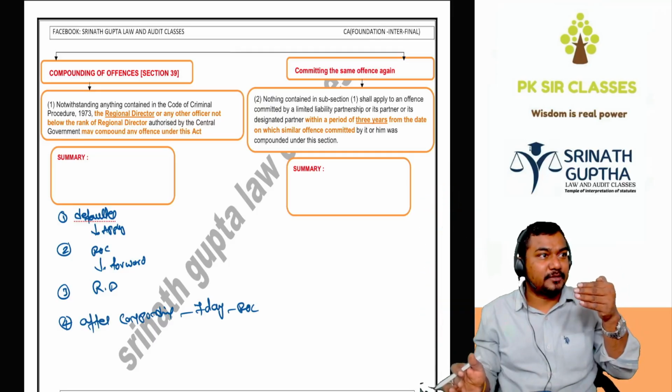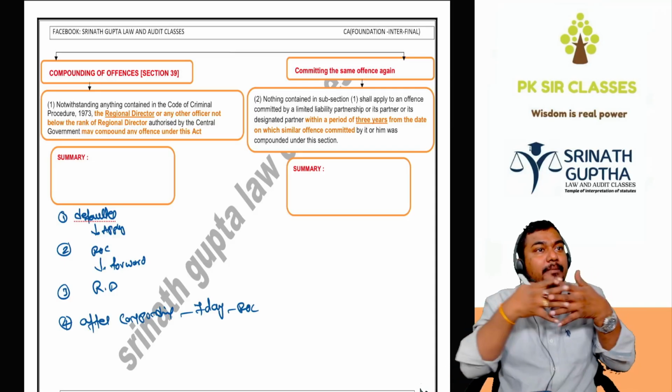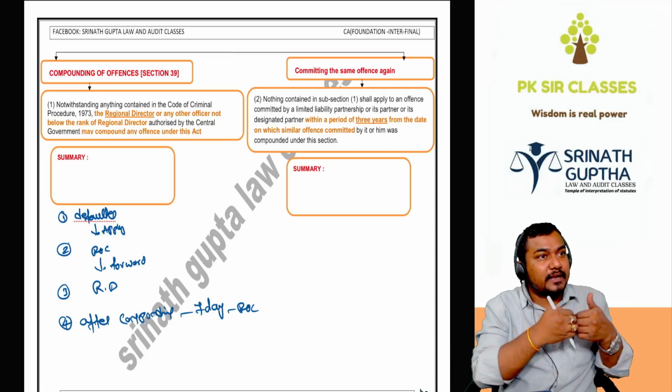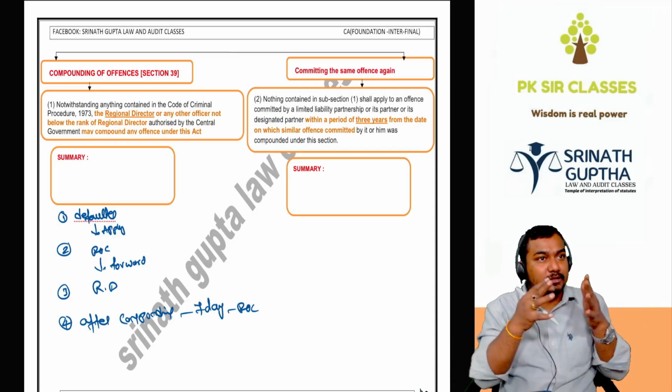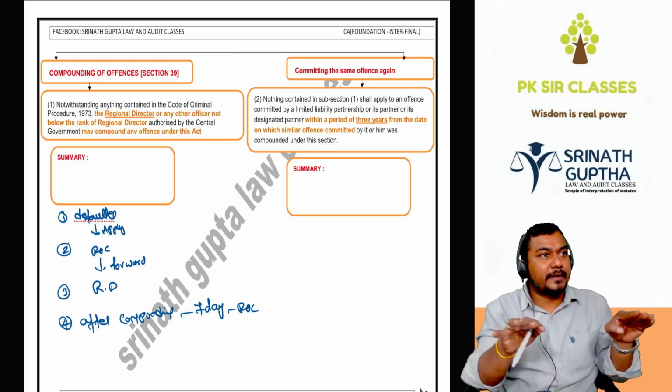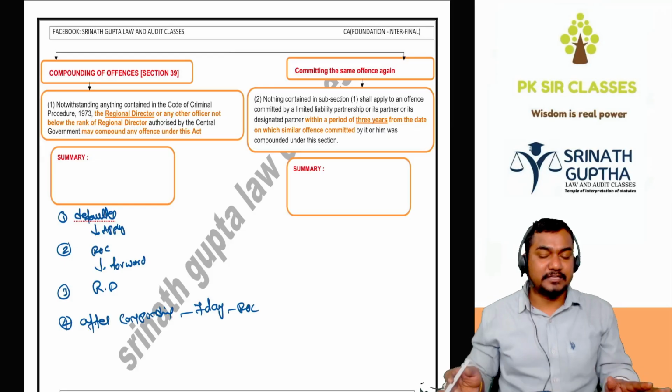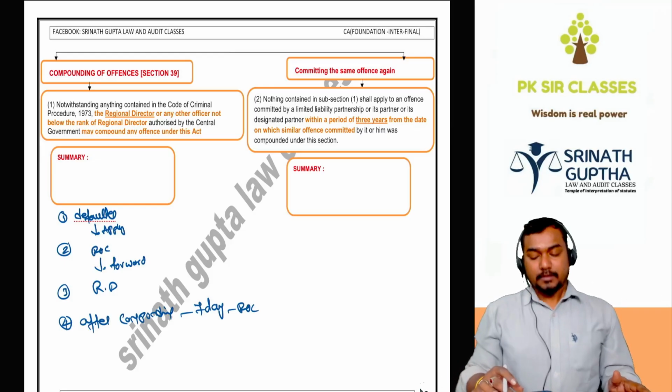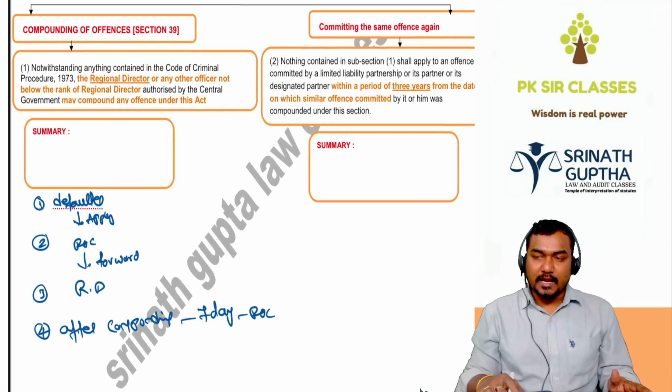If it is a small theft, okay beta? You can compromise with the defaulter, and the aggrieved party can discuss. They talk to each other, they can pay some damages, and they can close the matter. That is called a compoundable offence. Which offence? Offences under the LLP Act are compoundable.